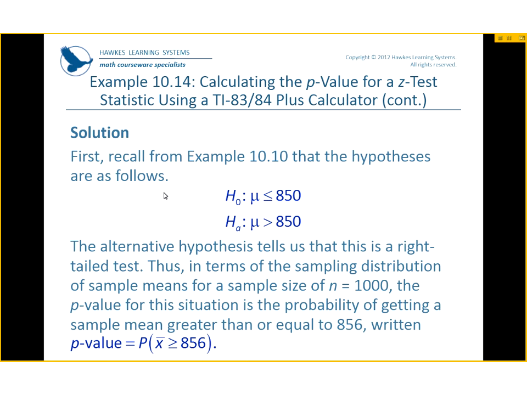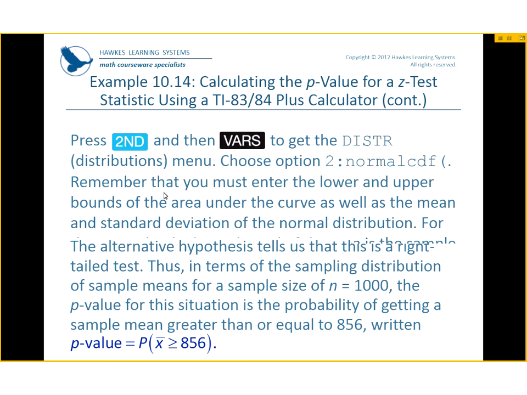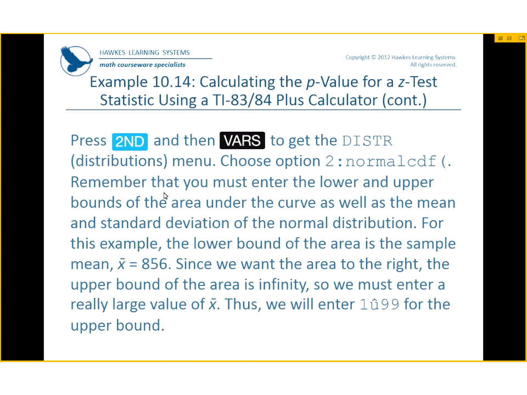So in terms of the sampling distribution, we know we have 1,000 scores that we looked at for different kids. The p-value is the probability of getting a sample mean greater than or equal to 856, written as the p-value equals P, where the sample mean is greater than or equal to 856. So go into your calculator.